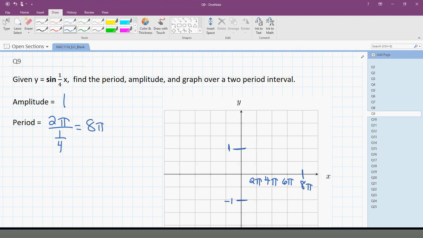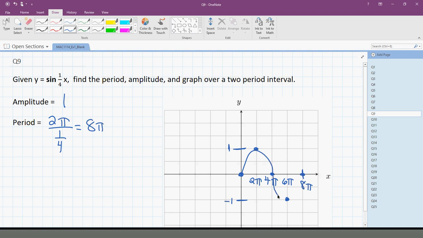Sine, does it start at 1 or does it start at 0? Starts at 0. And then where does sine go? It goes up. Then where? Then it goes back down. Then where? Then it goes to the -1, down further, and then back up to the 8.